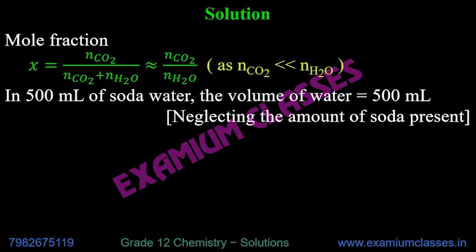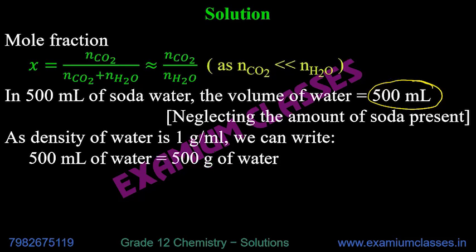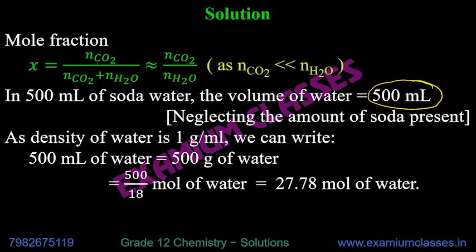So in 500 milliliter of soda water, the volume of water will be approximately 500 milliliter. The density will be approximately the density of water, because carbon dioxide dissolved is negligible. So the volume of water will be 500 ml total. So 500 ml water is equal to 500 grams of water because density is 1 gram. And that will give me the number of moles of water.